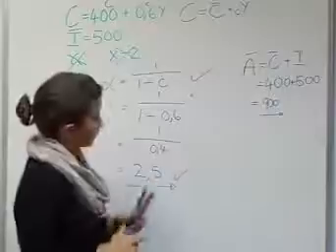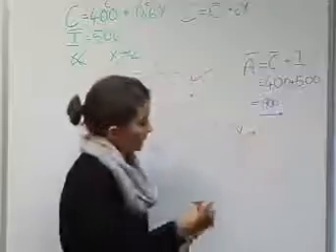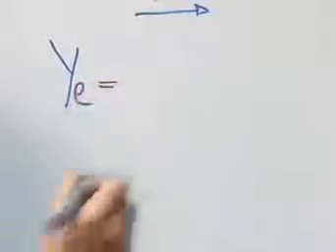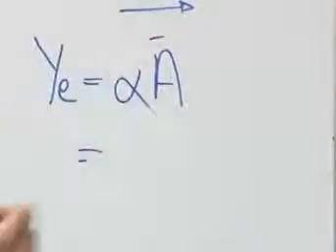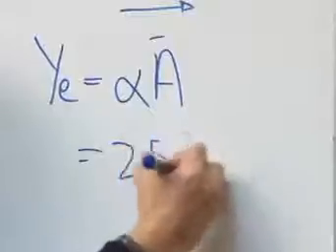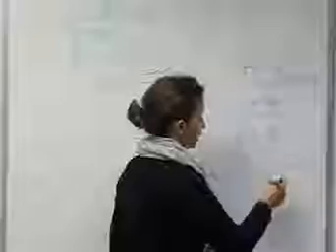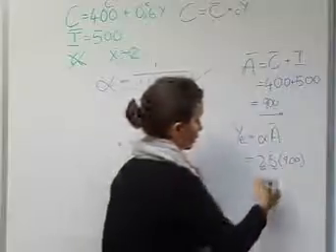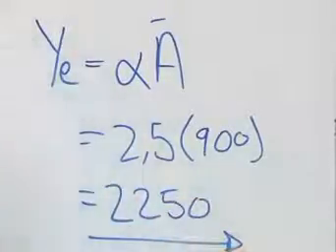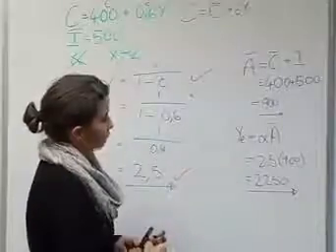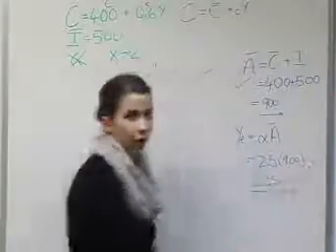Almost done. The last step is to calculate the equilibrium level of income. And that's very easy now. The only thing you have to do is multiply your multiplier with autonomous spending. My multiplier is 2.5. And autonomous spending is 900. This gives me, if you use your calculator, an answer of 2,250. And that's your final answer. For this part of the question, you'll get a mark for showing autonomous spending and having the correct answer here.